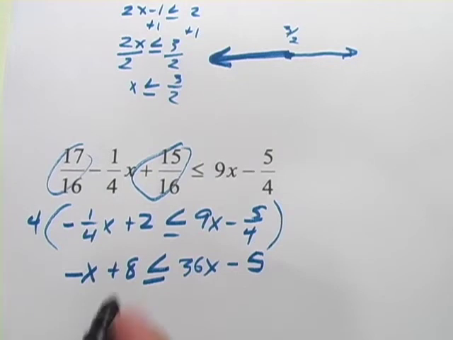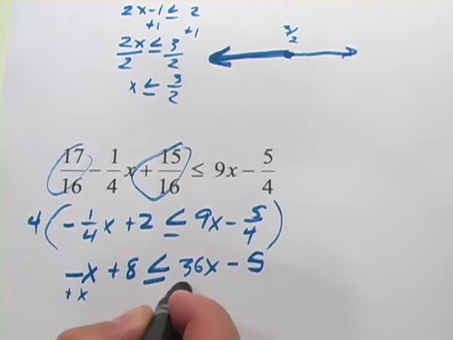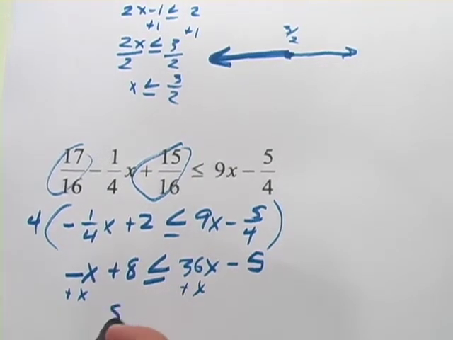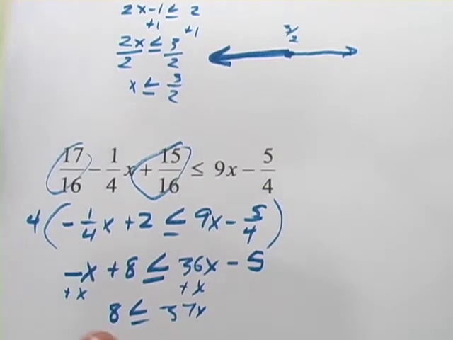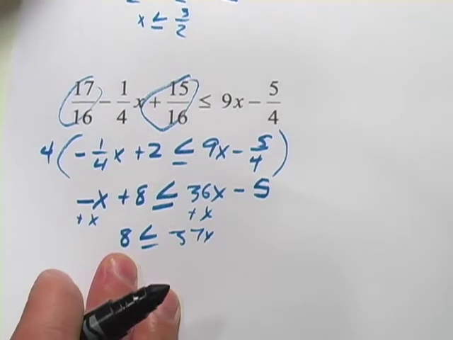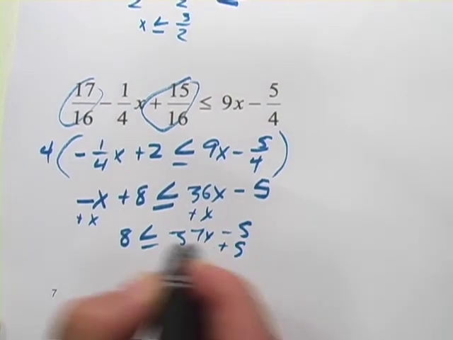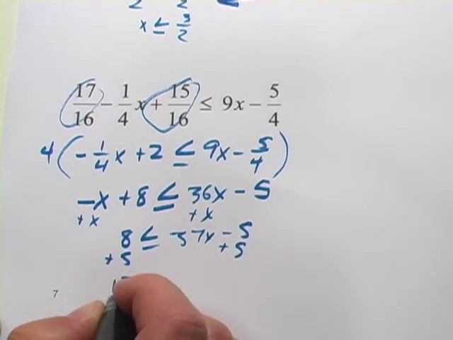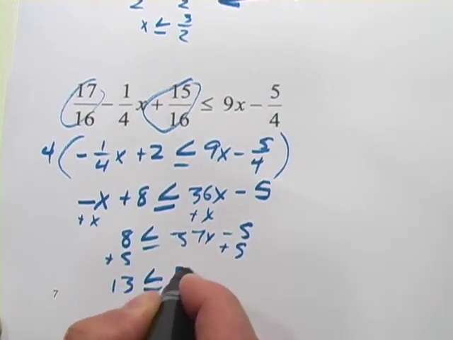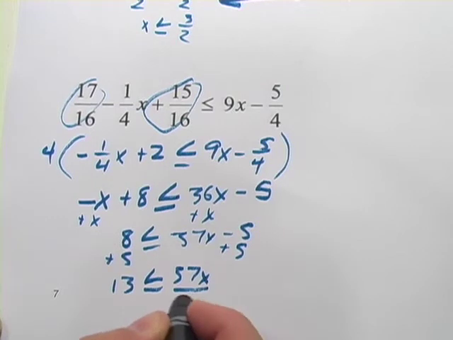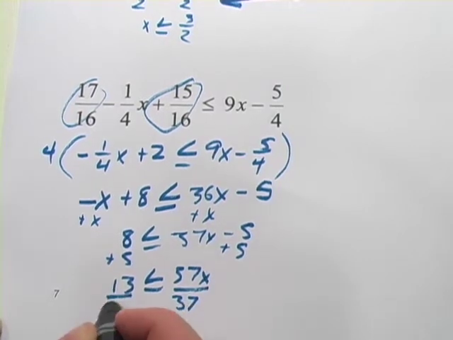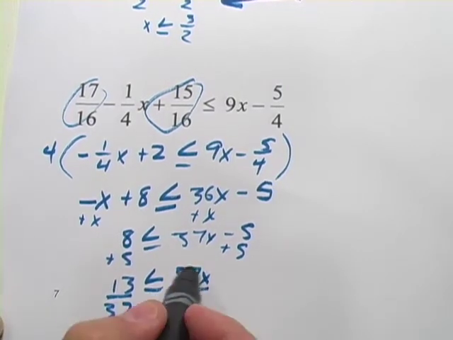Now I want the variable just on one side, so I'm going to add x. And I get 8 over here and 37x. Let me move this up and give us a little more room. Minus 5. Now I'm going to add 5 here. And I get 13 and 37x. We're going to divide by 37. And so we get x.